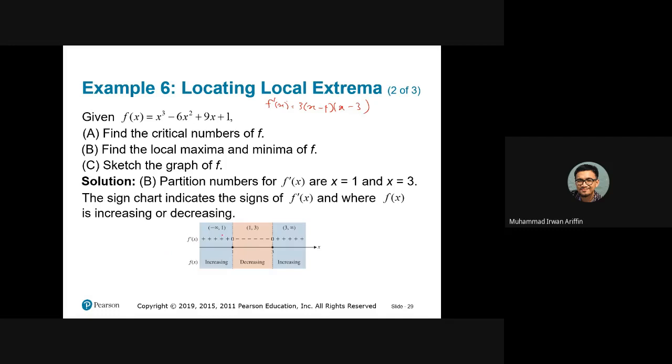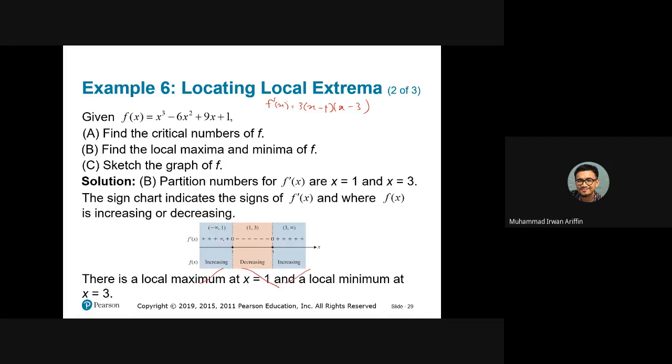So based on this information, positive, negative, positive, we know the graph would be increasing, going up, and then it starts to go down, and then it starts to go up again. So that's why the sign chart is very, very useful.